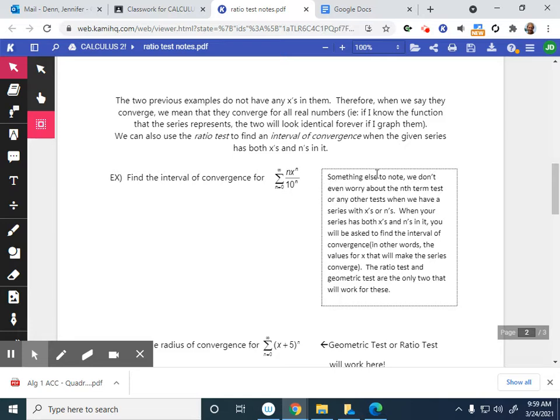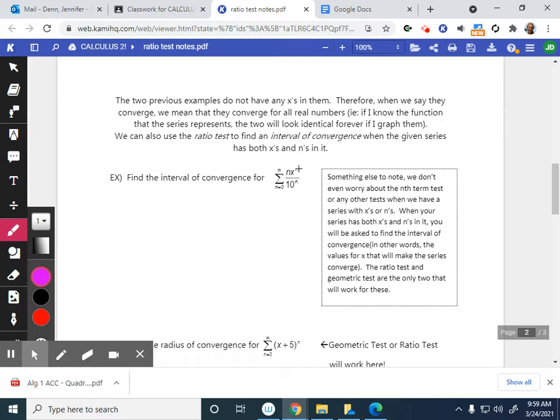Okay, so I wrote down here something else to note. We don't even worry about the nth term test. We're not even using the nth term test anymore because it doesn't apply because of this x. This x screws things up and gives us too many options for what this series is. So when our series has both x's and n's in it, you are going to be asked to find the interval of convergence. In other words, what values for x will make that series converge? The only two tests that you can use for this are ratio and geometric. Those are the only tests available to you. Nothing else is going to work.